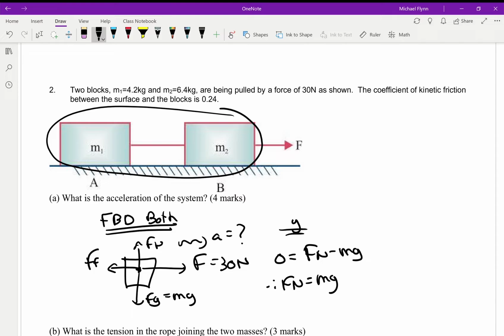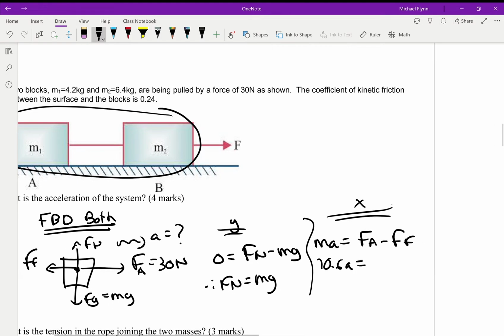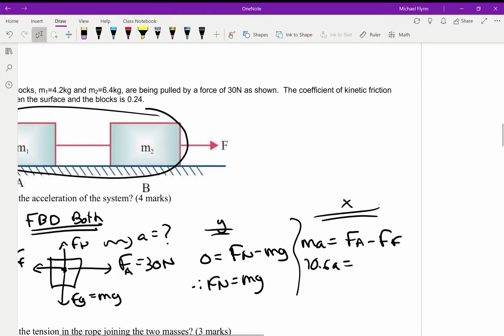That happens all the time. Okay. Now in the x direction, we have ma equals, and my two horizontal forces are the applied force, minus the force of friction. Those are my two horizontal forces. So I'm going to write 4.2 and 6.4 make 10.6, so 10.6a equals mu is 0.24.